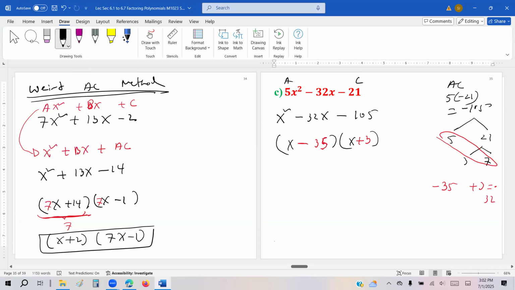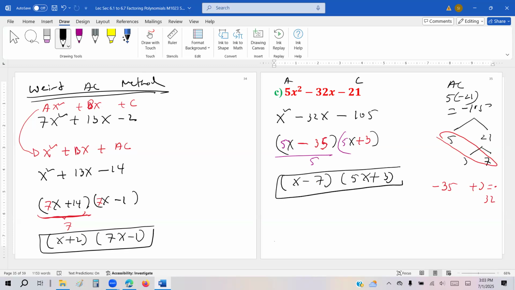So our life became easier, but see, we now have to do the weird stuff. We have to put 5 on both of them. Sorry, not 7, 5, my bad. Because we have 5 as A. So which one do you have to divide by 5? The first factor or the second factor? First factor. First factor, divide by 5. So what do you get? X minus 7. 5x plus 3. That's it. If you multiply, you're supposed to get the same thing as the given one.